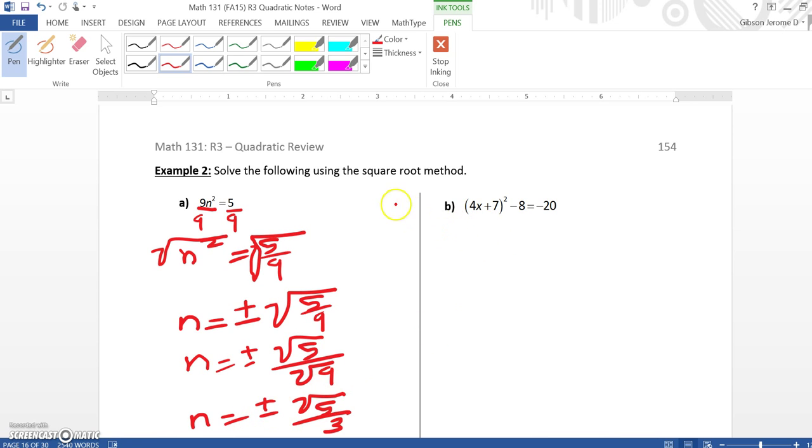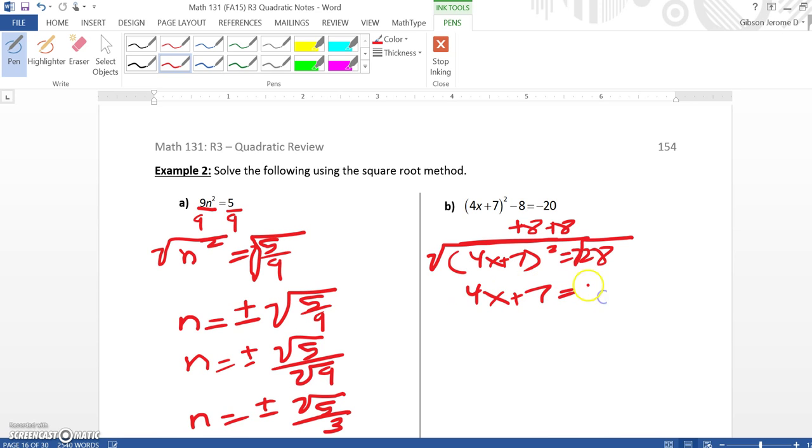Now we come here to B. Now with B, we must add 8 on both sides first. So we have 4x plus 7 in parentheses squared is equal to 28. Now we need to get rid of the square off of this parenthesis. So we'll take the square root of both sides. And we would be left with 4x plus 7 is equal to positive or negative square root of 28. Now, this is what we would do next here.